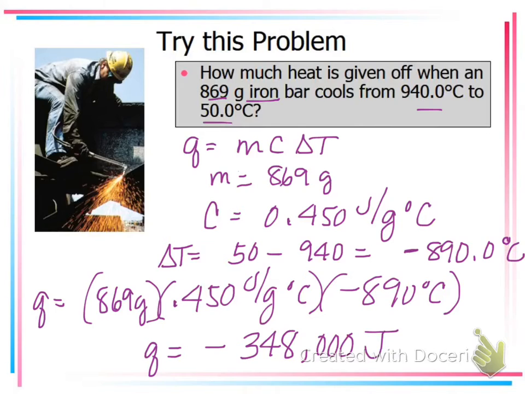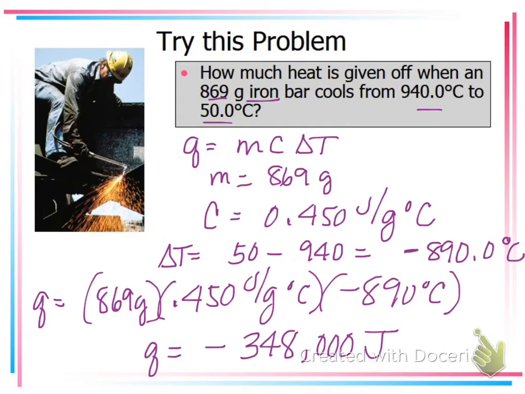So that's how much heat that iron bar is losing when it cools down. Okay? That's how much it's losing. So there's a lot of joules. It seems like a lot, but it's not. Okay? Is everybody okay with that? That's basically the equation you're going to be using on your worksheet today.